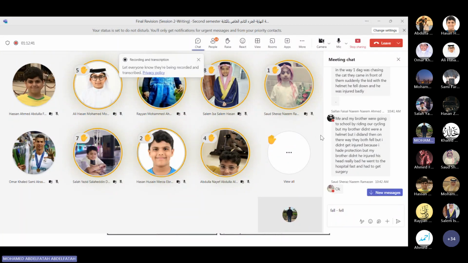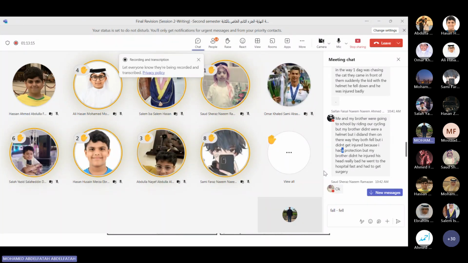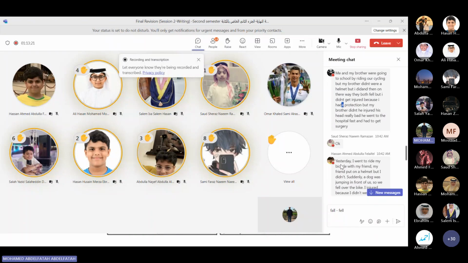Sifan says, me and my brother. Say I, not me. Don't start your writing with me. This is grammatically incorrect. Okay, I and my brother were going to school by riding our cycling. Say by bikes. Okay, simply say by bikes. But my brother didn't wear a helmet, but I did. Then on the way, they both fell, but I didn't get injured because I had, okay, had protection. Simply say, I put on my helmet, okay? Brother didn't, he's injured, okay, in a way, good.